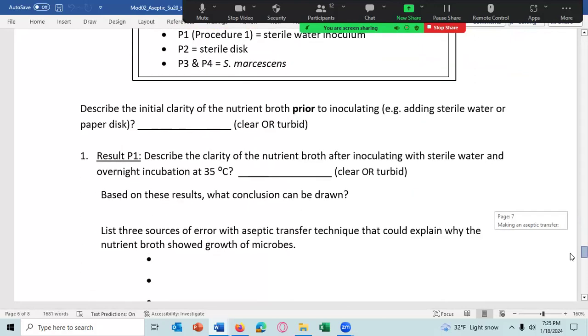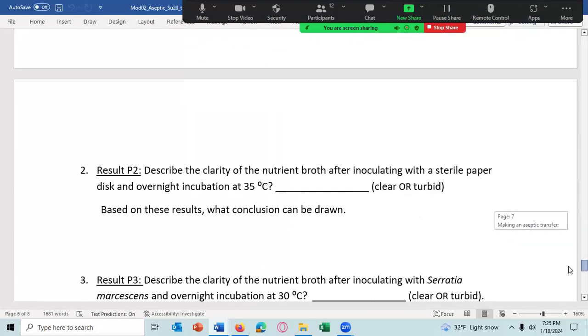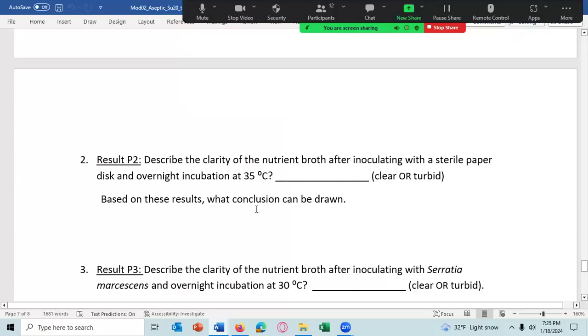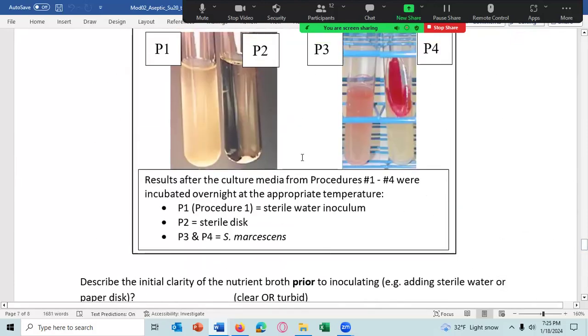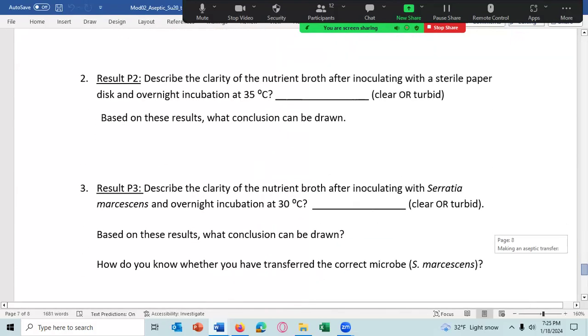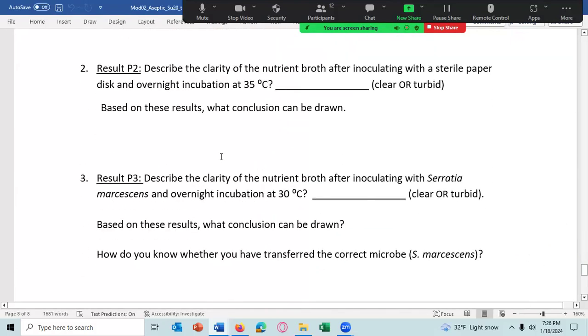And then scroll down to question 2 and answer these questions. Describe the clarity of the nutrient broth after inoculating with sterile paper disc and overnight incubation at 35 degrees Celsius. Is it clear or turbid? Right there. And then based on these results, what conclusion can be drawn? Make sure you use wording similar to the table.